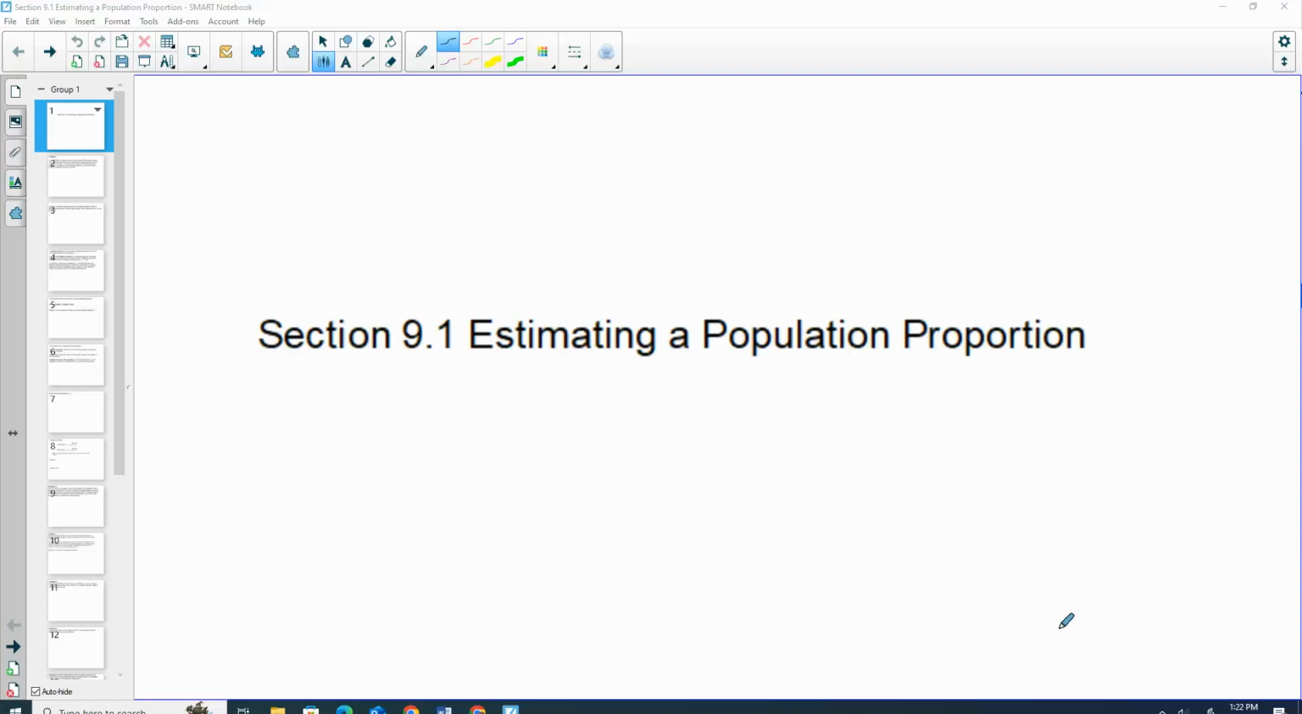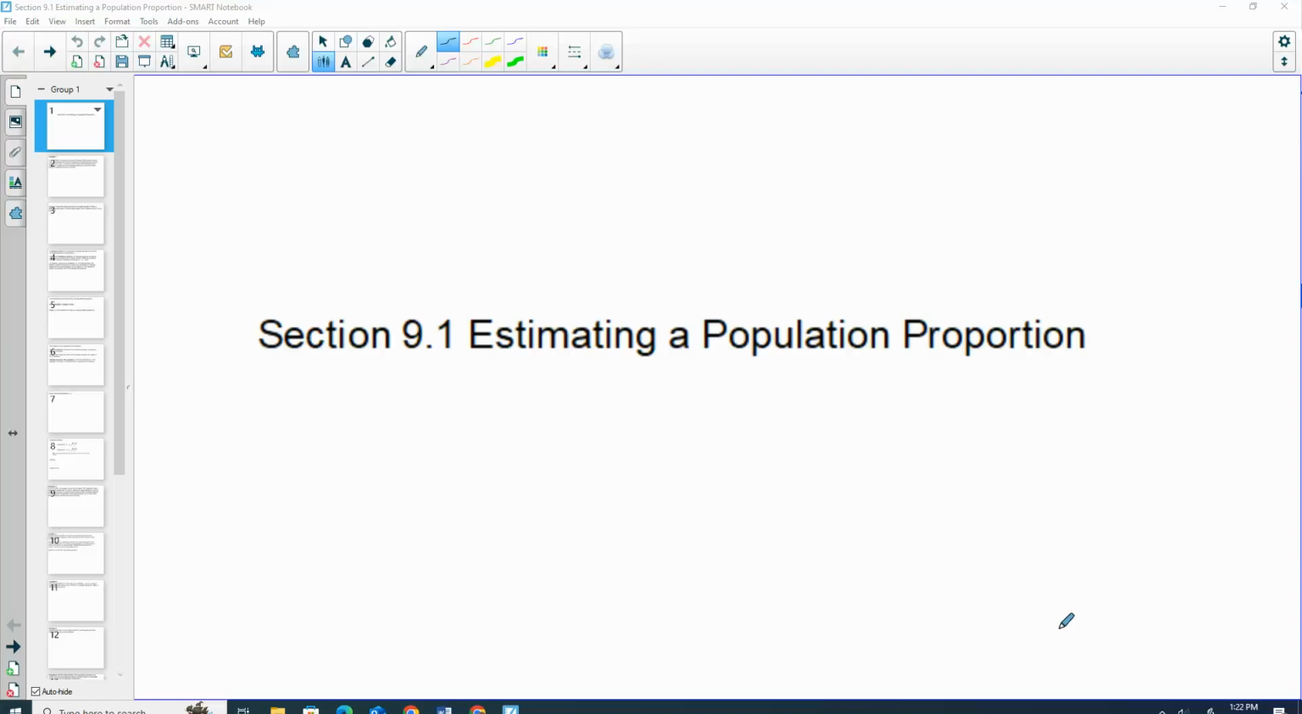We're kind of getting into the point where we are going to do most everything on the calculator in the next few chapters, so we're going to start getting ready for that now. So population proportion, we were talking about those the past several days. We used them yesterday in our review.